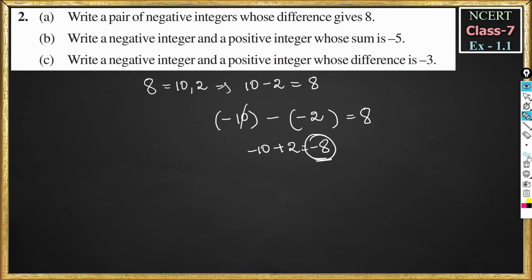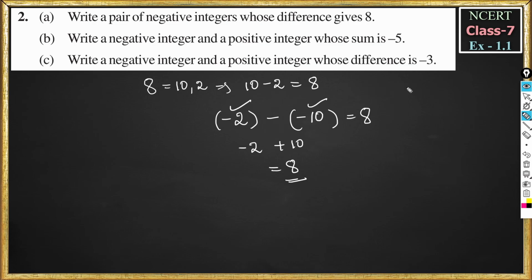Now what we'll do, we'll take 2 this side and 10 this side and we'll see what the result comes. So the answer is minus 2, minus of minus is plus 10. This is equal to 8. So minus 2 and minus 10 are the correct pair of negative integers whose difference gives 8.